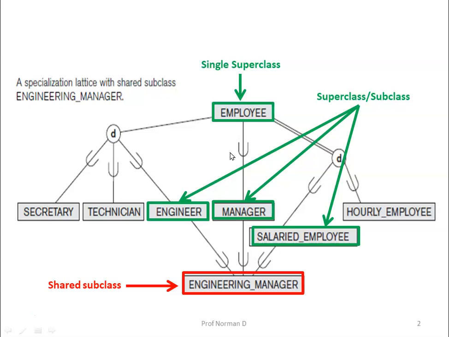Now, it is sometimes necessary to represent a single superclass-subclass relationship with more than one superclass, where the superclass represents different entity types. So in this case, the subclass will represent a collection of objects that is a subset of the union of distinct entity types. And we call such a subclass a union type or a category.